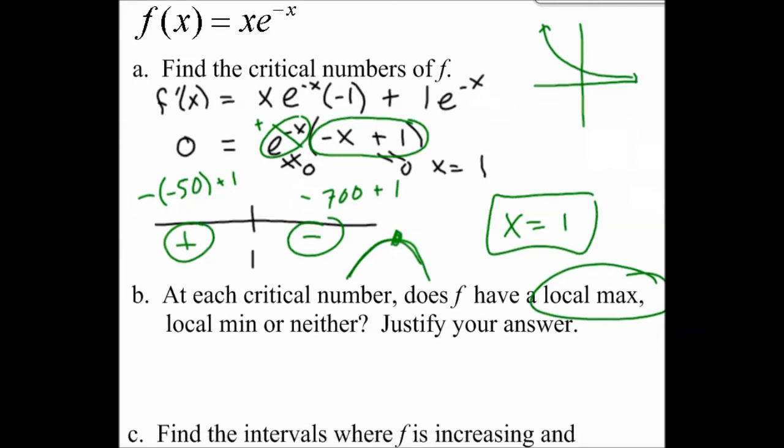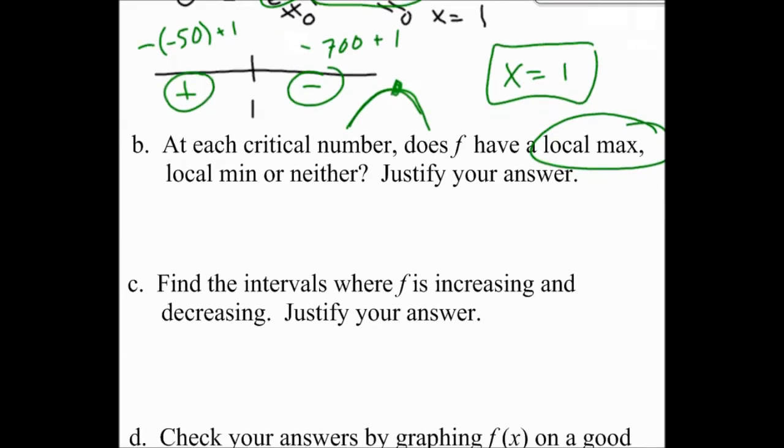All right, we can use our sign chart to determine whether we're increasing or decreasing. Remember, if your function's derivative is positive, that means your function is increasing. So I'm increasing from negative infinity to 1. My function is decreasing wherever my first derivative is negative, so from 1 to infinity.